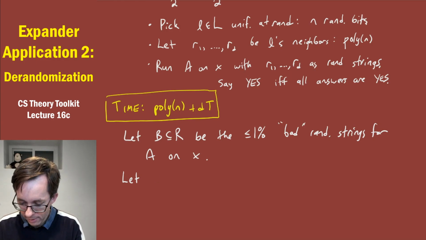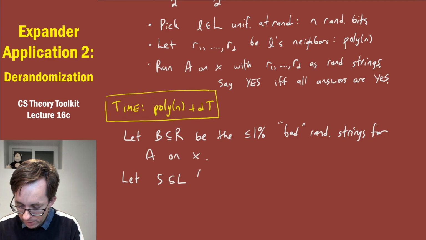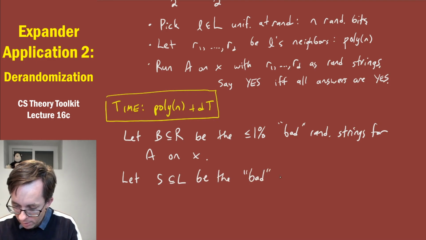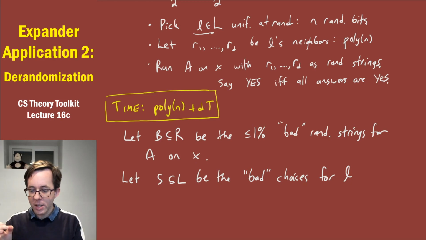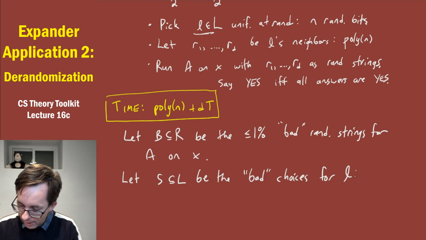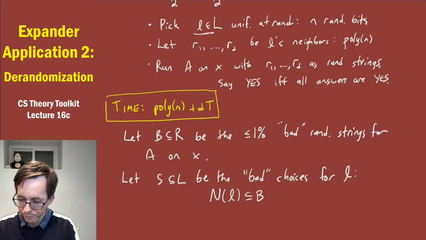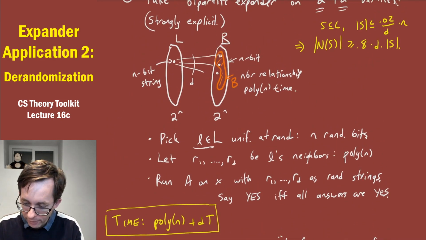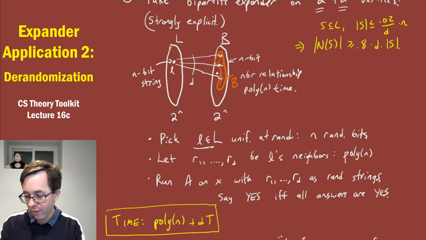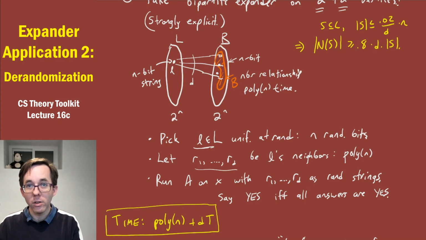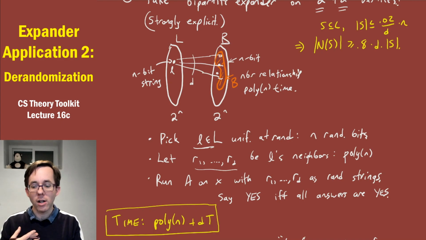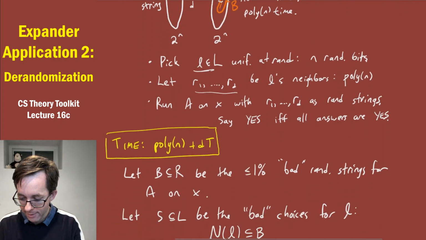Let S, a subset of L, be the set of bad choices for little l. Remember, this is little l here. What does it mean for the initial choice little l to be bad? It means that the neighborhood of this vertex l is a subset of B. Because when do things go really wrong? It's when you pick a vertex l all of whose neighbors are in the bad set B. That seems quite rare, because in that case all your random strings R will fall in the bad set B. Remember, those are the strings that cause A to incorrectly say yes, even though X is a no string.